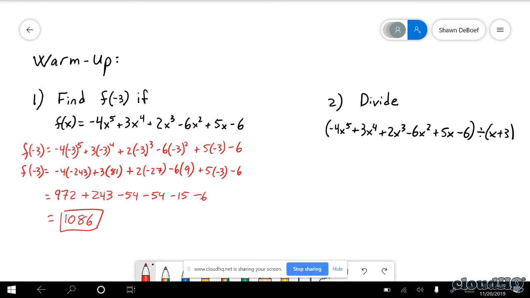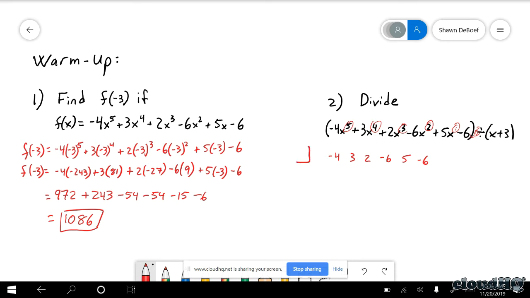Both of them use -4x to the 5th plus 3x to the 4th plus 2x to the 3rd minus 6x squared plus 5x minus 6. And when we're doing synthetic division, take the coefficients. Was I missing any? Do we need any placeholders of 0? I have a 5, a 4, a 3, a 2. That would be x to the 1. That'd be x to the 0. So no, we're not missing any.